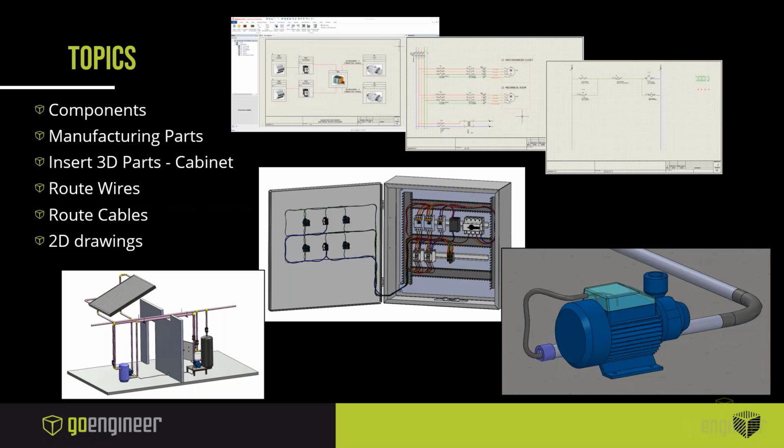And then today we are going to be looking at the components. We're going to be looking at how the components tie to the electrical schematic, as well as taking a deeper dive into what the components look like on the 3D side. We'll be looking at manufacturer parts. We'll be inserting parts into an electrical cabinet. We will be routing wires and cables, and then we're also going to show creating a 2D drawing of your cabinet.